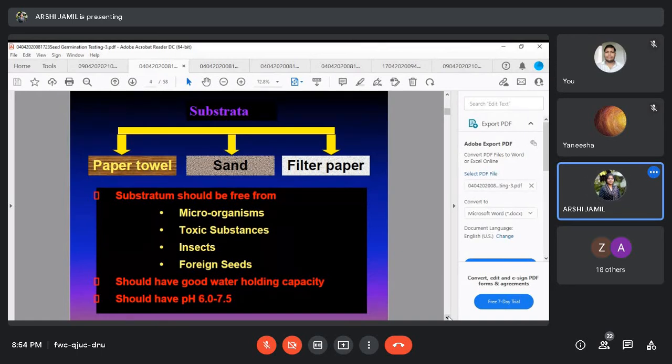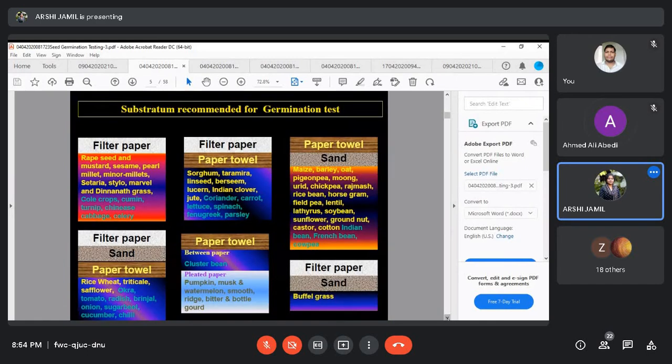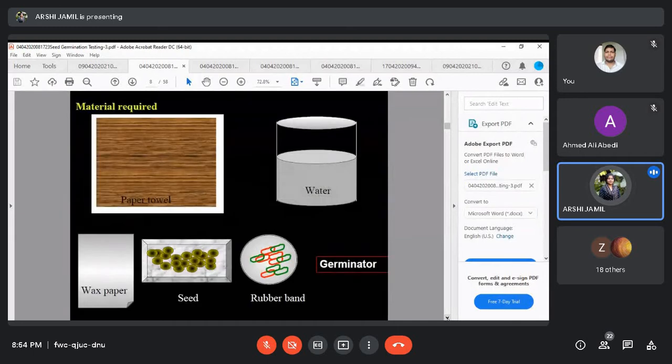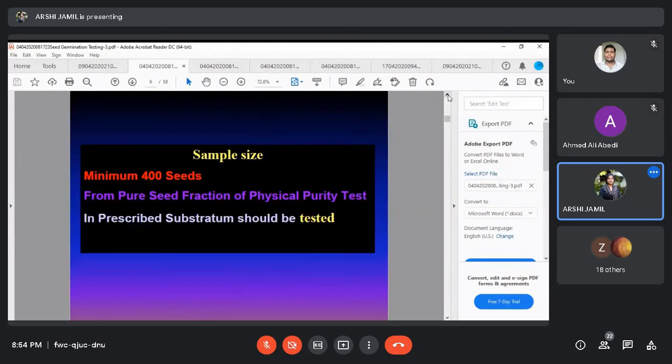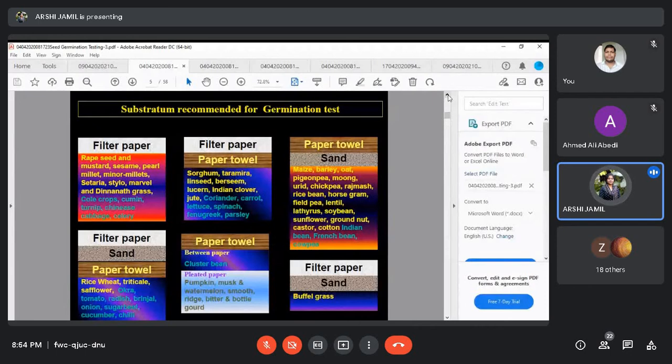Clear to all? Yes, ma'am. Okay, now in this slide you can see the different substrata recommended for the germination test of different crops. For example, the filter paper test is recommended for rapeseed and mustard, sesame seeds, pearl millet, minor millets and other cole crops, cumin, turnip and all that.